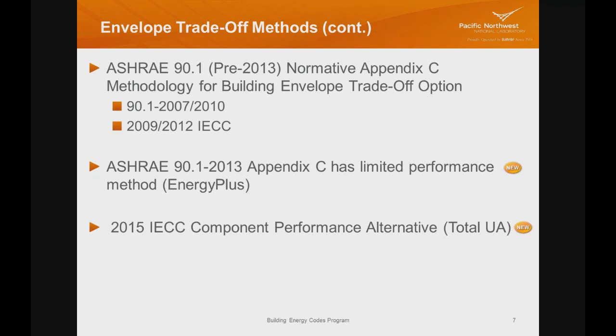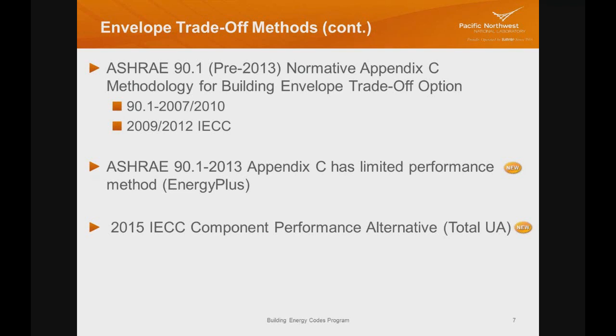Over the years, the methodology used to compute or determine the trade-off option and compliance outcome has changed. The 90.1 standard up until 2010 used a set of regression equations that approximated the performance or building energy loads for a building envelope.